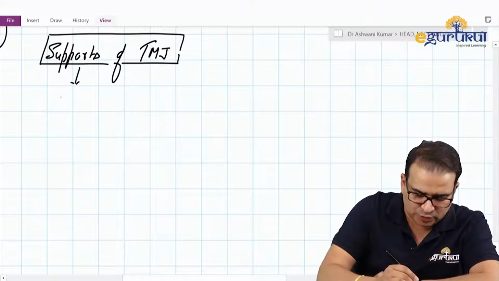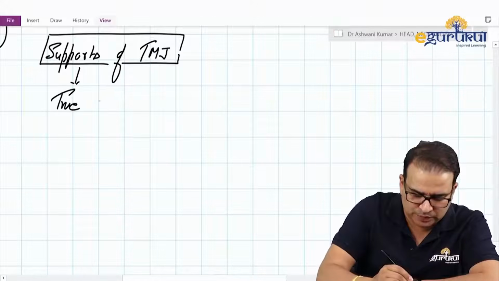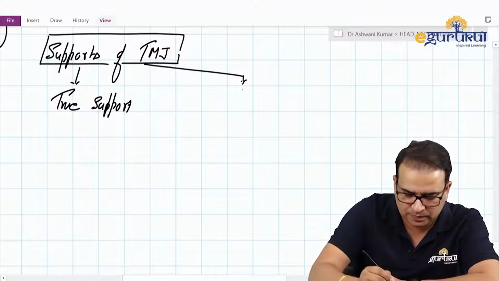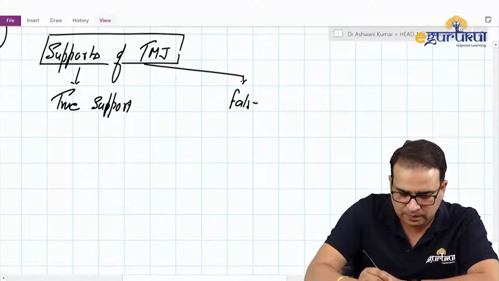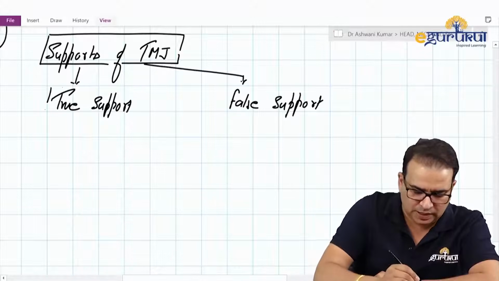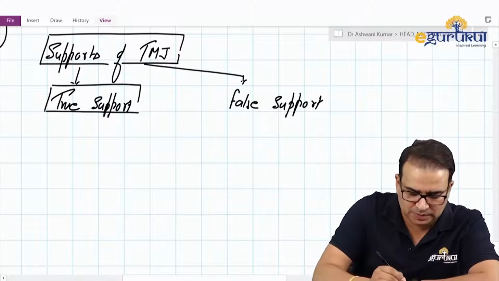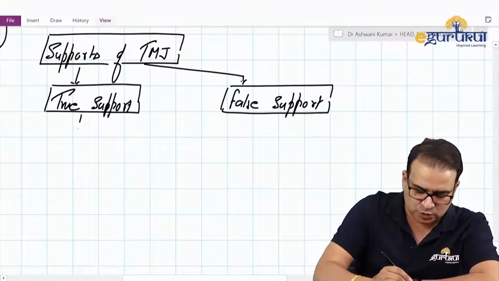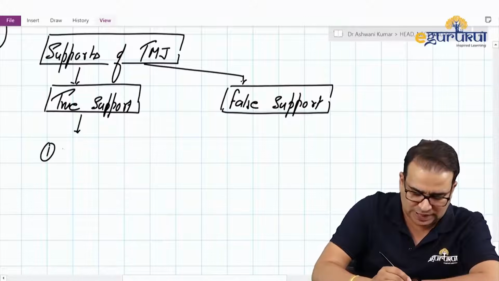Well, we can divide the supports into two parts. We have some true supports and some are called false supports. For any joint, the main true support, as I said, is its fibrous capsule. So the true support for the TMJ also is its capsule.